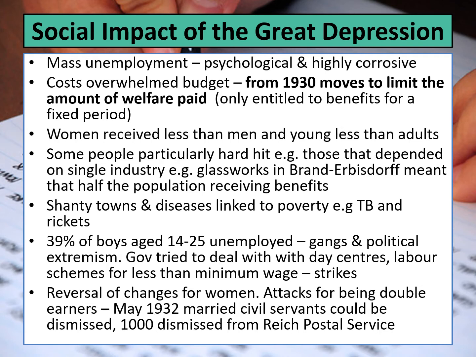Now, the German government had made a lot of promises for social welfare right from the very beginning, when their constitution was published in August 1919. But the reality was that due to the strain placed by the Great Depression, the costs overwhelmed the budget. And from 1930, the government had to try and move to limit the amount of welfare paid.